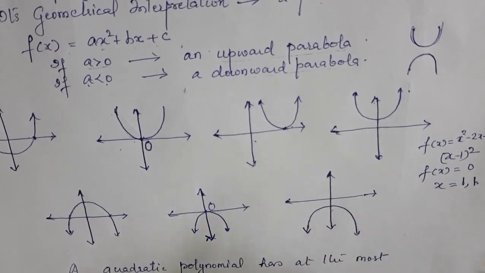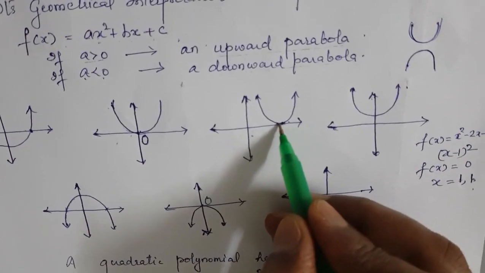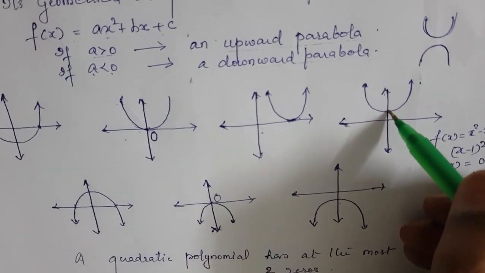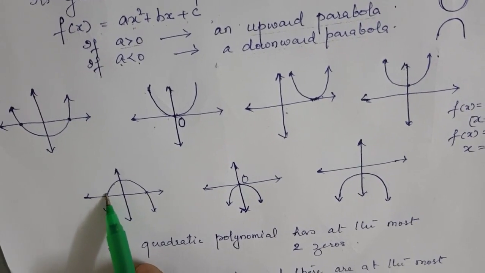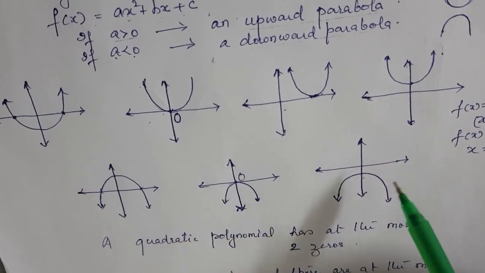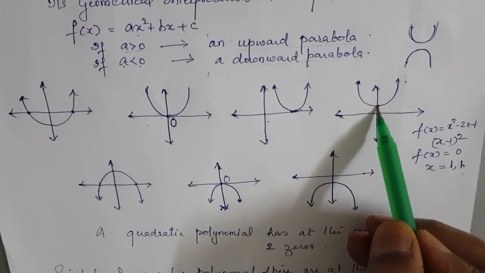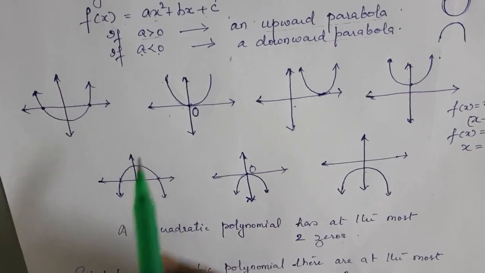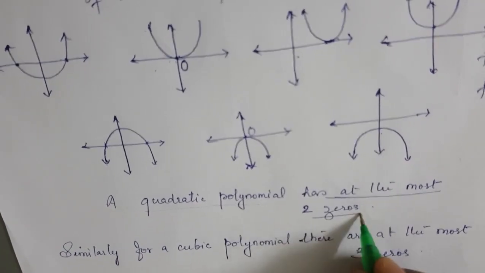But when you say how many zeros, then we say that it is 1 zero because it is just touching the x-axis. In the other case, it is not at all touching the x-axis. That means it does not contain any zero. In the case of a downward parabola also, you see that it is intersecting at 2 points, touching at 1 point, and not touching at all. So what all cases are you getting? No zero, 1 zero, or 2 zeros. Therefore, a quadratic polynomial has at the most 2 zeros.